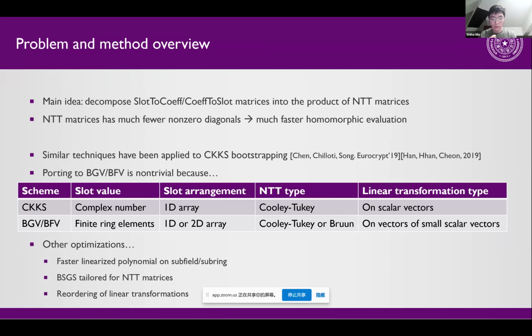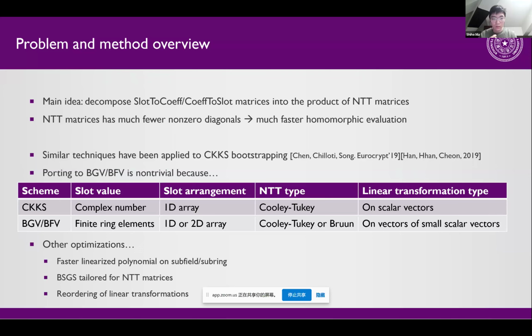We decompose the linear transformations during the bootstrapping into the product of NTT matrices. And because the NTT matrices have only a few non-zero diagonals, they are much faster to compute homomorphically. And this idea has already been applied to CKKS bootstrapping in 2019 by two papers. However, porting this technique to BGV/BFV bootstrapping faces several challenges.